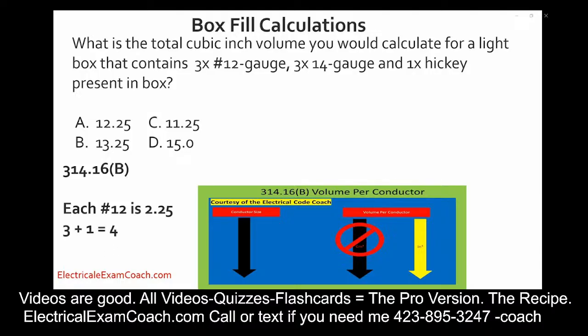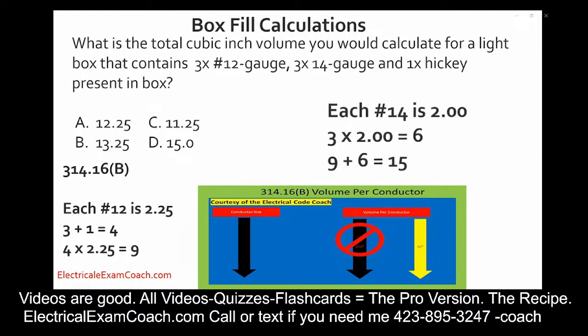We know that we have the 3 number 12s, but now we got to deal with our fittings. In this case, we have 1 hickey. Each hickey counts as 1 based off the largest conductor that's in the box. And what we're going to do is group it with the 12s. We have the 3 original conductors, the 1 fitting. We have 4 number 12s. We bear that math out and end up with 9 cubic inches. Now let's deal with our leftover conductors. We have 3 14 gauges. We take and bear all that math out. Then we total it together and we end up with 15 cubic inches that all of this is taking up in this box.